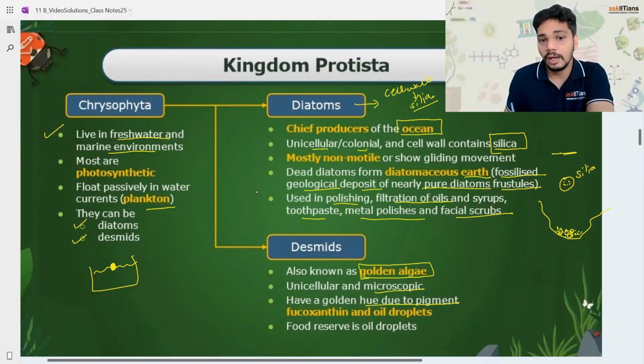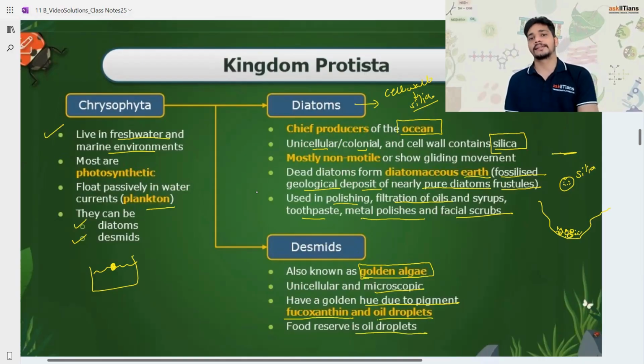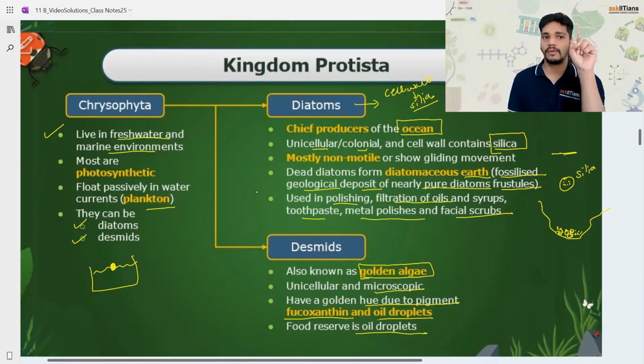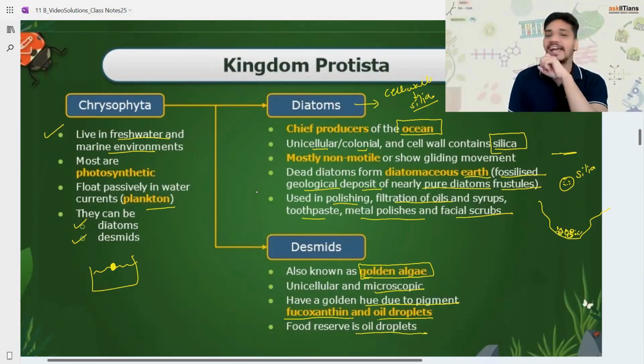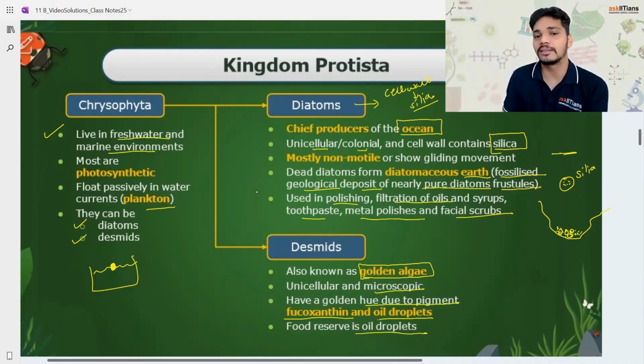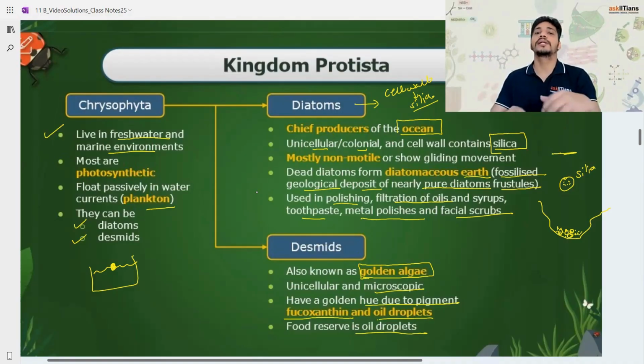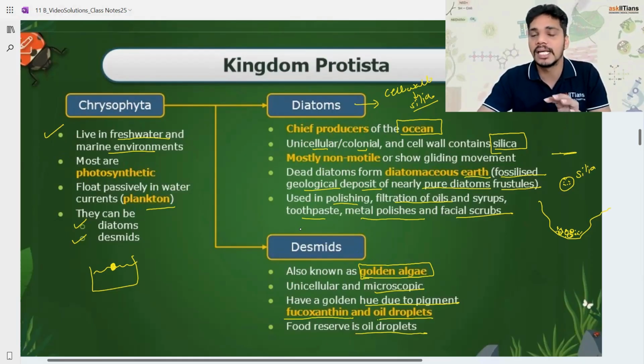So what are the pigments? The pigment is called fucoxanthin, and they also have oil droplets. The food reserve is the oil droplets. So these are the desmids and diatoms found in Chrysophyta. Chrysophyta live in a freshwater environment, they are photosynthetic, they can go here or there, floating passively. Diatoms, cell wall is made of silica, they form diatomaceous earth, fossils. And desmids, golden algae, are called so because the pigment is called fucoxanthin, right? And the reserve food is oil drops. So that's much about the Chrysophyta.